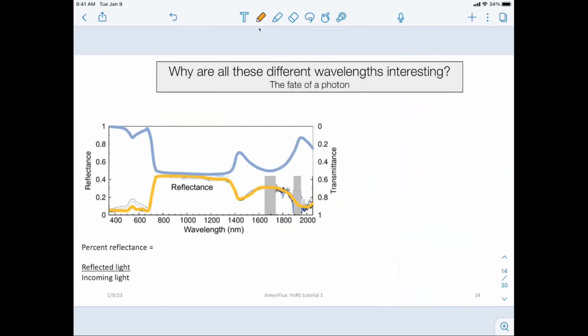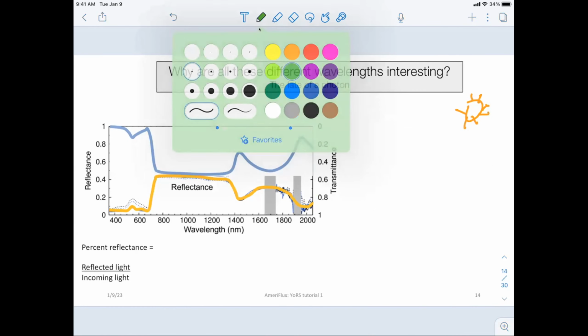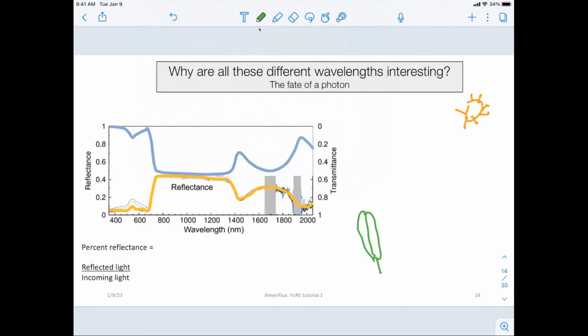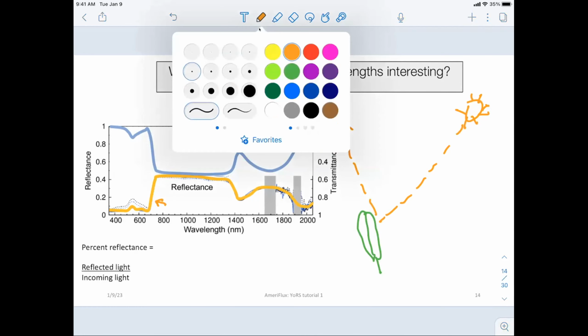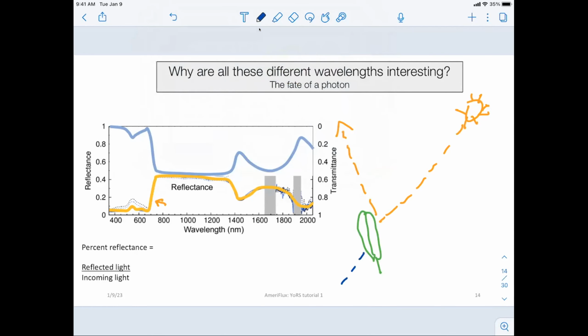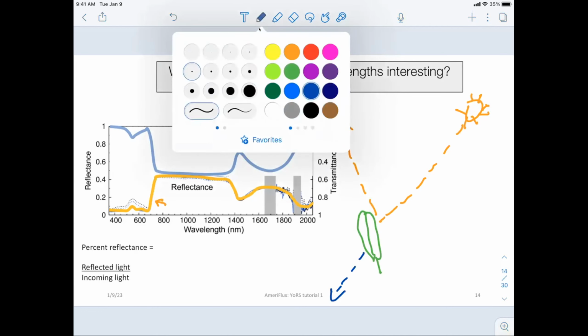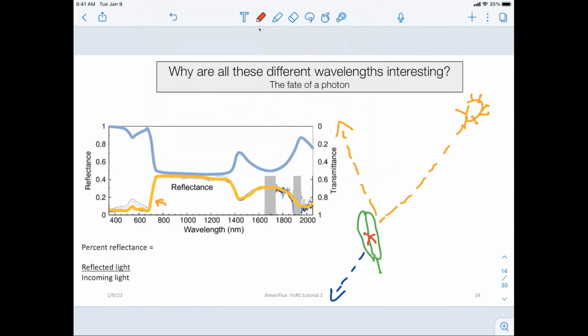Okay, so why are all these different wavelengths interesting? So again, if we have our sun here, and let's draw a cute little leaf down here. As these photons are traveling from the sun to the leaf, a certain fraction of them are reflected, which is what we see in this orange line here. And then a certain fraction of them are transmitted. And then a certain fraction of them, which Zoe will talk about more, are absorbed. And that's mostly in this visible region here.